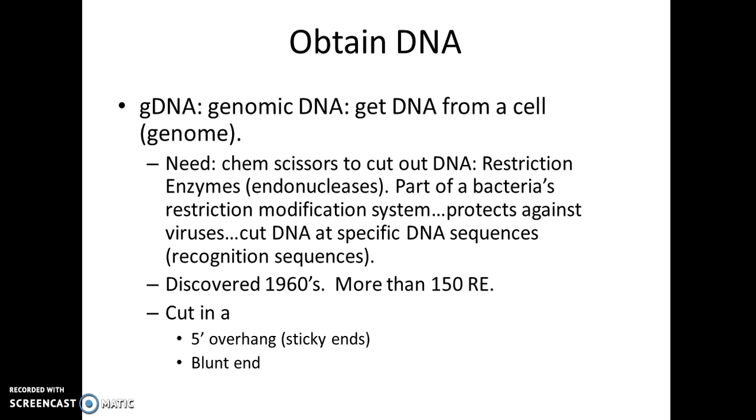So what are these enzymes and where do they come from? Well, they come from bacteria. They are a way for the bacteria to defend against viral infections. The virus will inject the viral DNA into the cell, and these restriction enzymes will cut the viral DNA at specific locations. Those locations are called recognition sequences, and each restriction enzyme has its own recognition sequence. These enzymes were discovered back in the 1960s, and there are more than 150 different restriction enzymes.